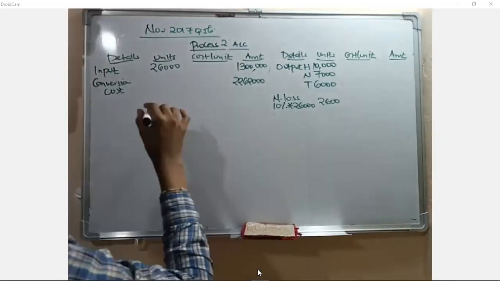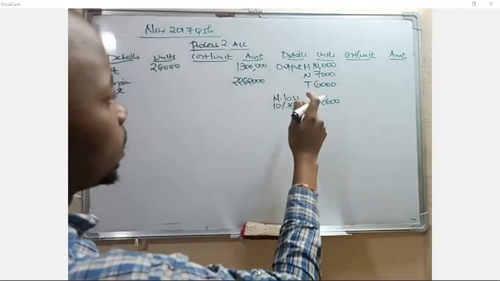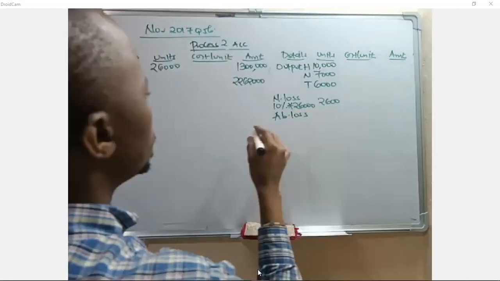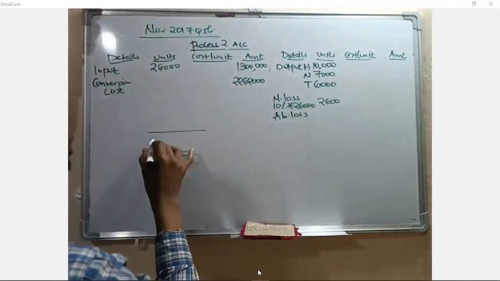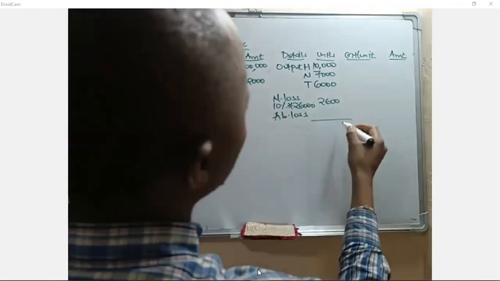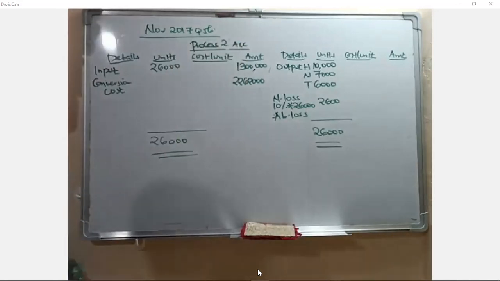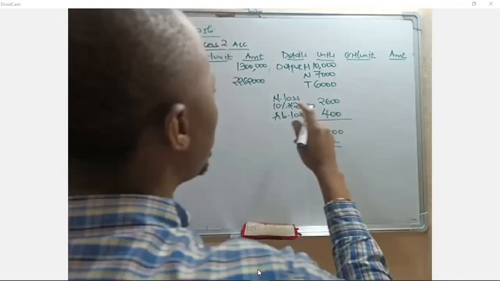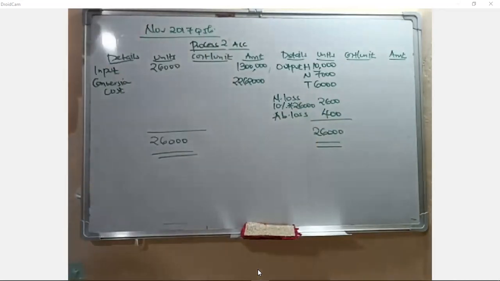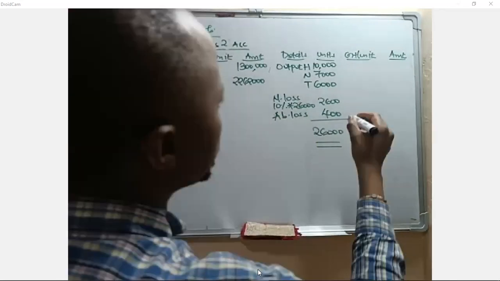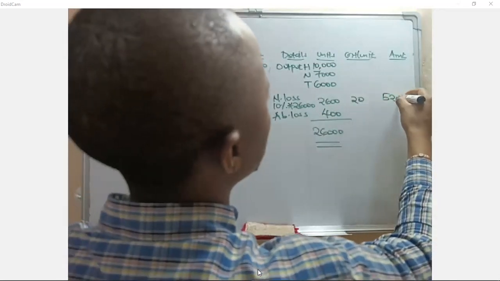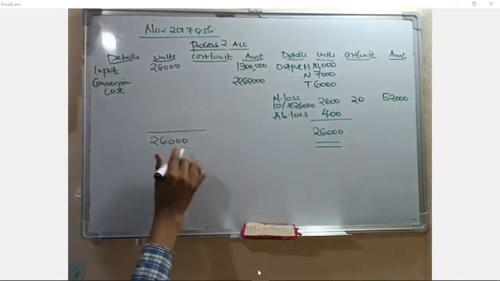Now, in this case, these units have no more loss here, so I need to balance my units here, 26,000. But how much is our abnormal loss? So put 26,000 here, and the balancing figure becomes your abnormal loss. So 26,000 minus 2,600 minus 13,000 minus 10,000 translates to 400. The normal loss is scrapped by how much? We have been told the normal loss in process two is 20 shillings per unit, which is 52,000.